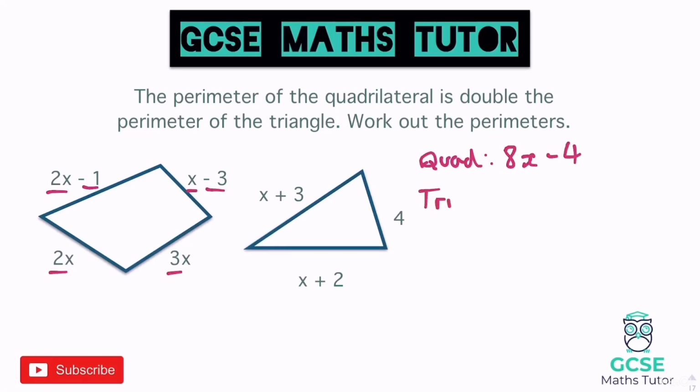Then we've got the triangle. Let's have a look what we've got there. We've got 1x, 2x, so 2x, and we've got 3, 4, 5, plus the 4 is 9, so 2x plus 9.